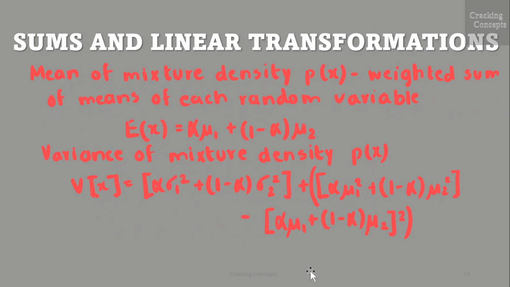the mean of the mixture density P of x is given by the weighted sum of the means of each random variable, that is expectation of x equal to alpha mu1 plus 1 minus alpha mu2. And the variance of mixture density P of x is given by V of x, which is alpha sigma 1 square plus 1 minus alpha sigma 2 squared plus alpha mu1 squared plus 1 minus alpha mu2 squared minus alpha mu1 plus 1 minus alpha mu2 the whole squared.